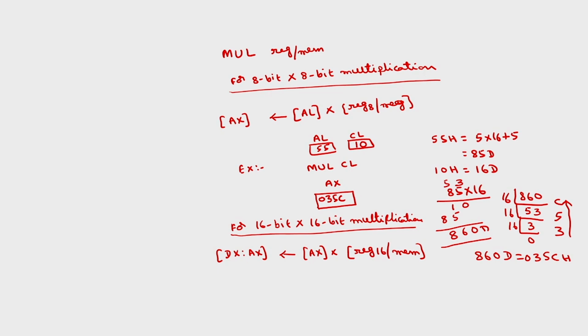This is about 8-bit by 8-bit and 16-bit by 16-bit multiplication, but this multiplication is called unsigned multiplication. Here we assume the data to be unsigned numbers. On the other hand, we have signed multiplication also, because in 8086 we use the signed 2's complement representation. The only difference is the mnemonic for signed multiplication, which is IMUL. Same thing, you have to specify register slash memory.